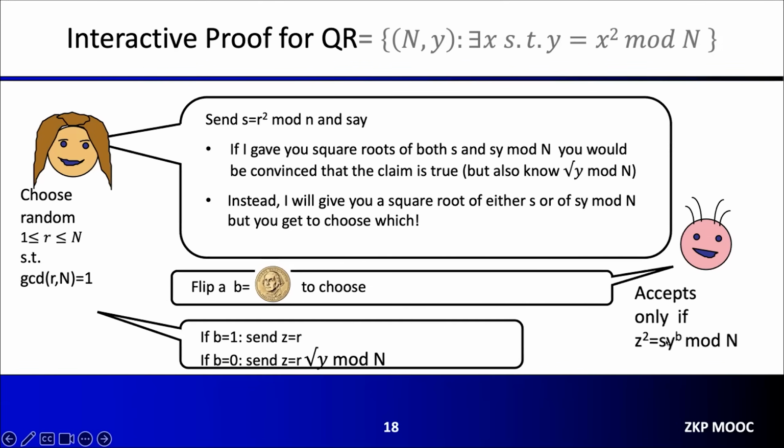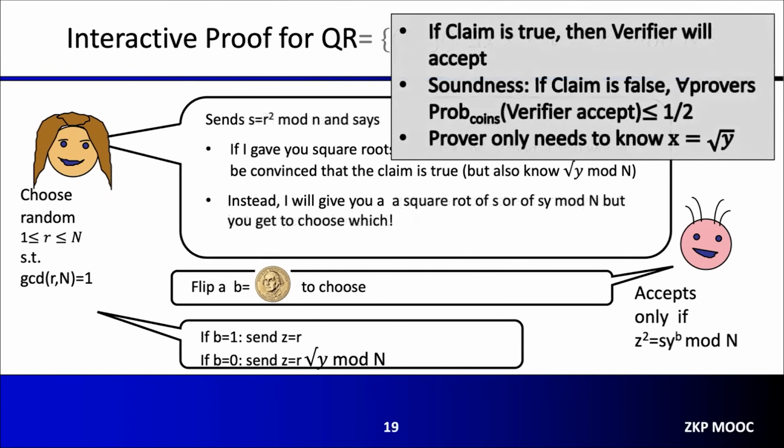Let's analyze this. Again, if the claim is true and the prover acts according to the protocol, the verifier will always accept, because the prover can always give a square root of s and a square root of s times y. Again, the prover is all powerful. He knows the square root of y. He can, because he's all powerful. In fact, that's the only thing he needs to know. But what happens when the claim is false?